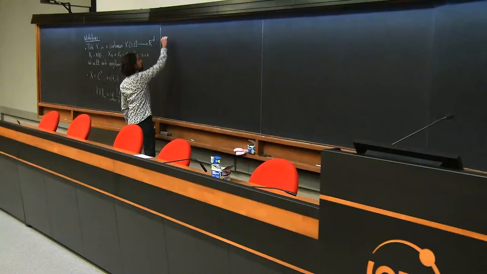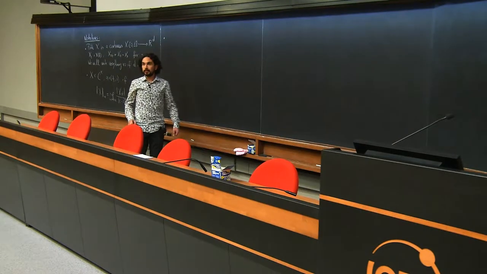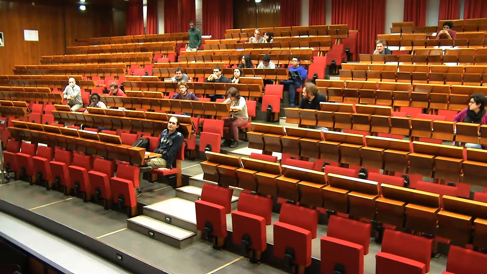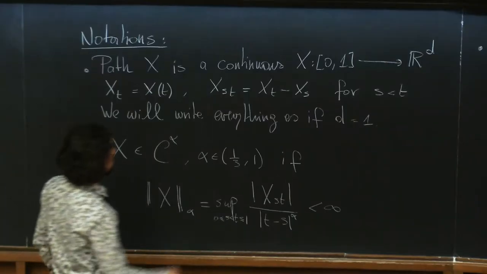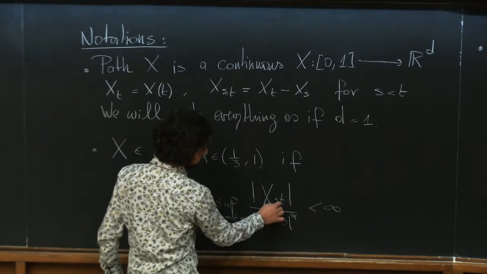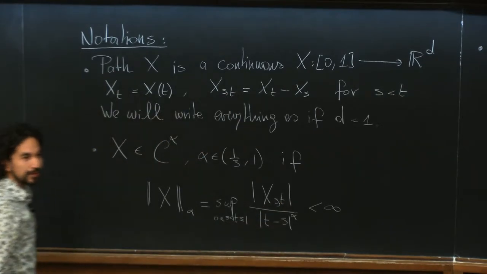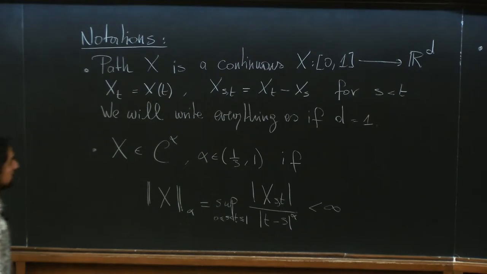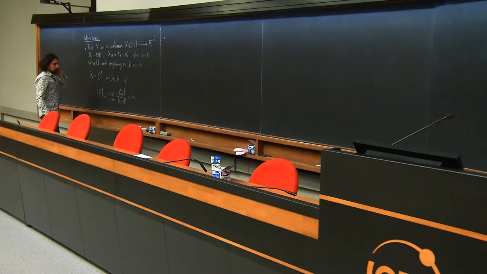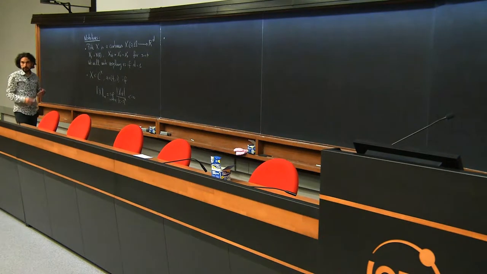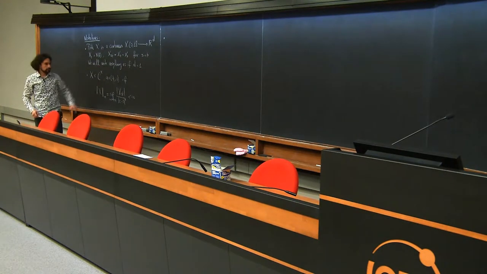And finally, I will say, yes? Sorry? x_{s,t}, yeah, you can put a comma, I don't know if that's a problem. So the 1/3, of course, you can define this for alpha smaller than 1/3, but that's the setting we will be working with.